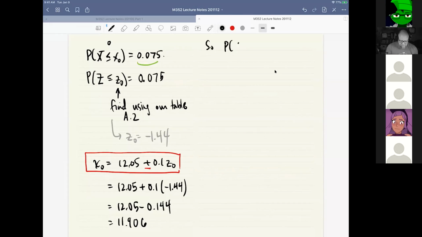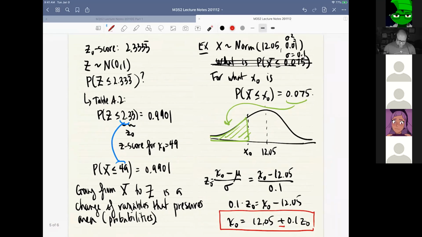So the probability that our original distribution is less than 11.906 is 0.075. Okay, so this is the number we were looking for. Does that make sense? 11.906. So we're back in this scenario, 12.05, and 11.906 is to the left of that. So sure, it seems okay to me.